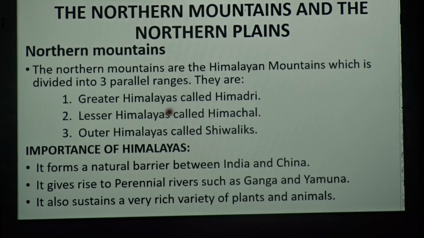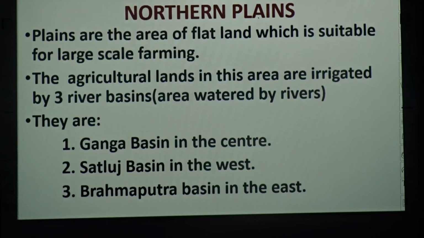So these are the 3 divisions, and the importance of the Himalayas is that it forms a natural barrier between India and China, and it gives rise to perennial rivers such as Ganga and Yamuna. Perennial, in the sense, we will get water throughout the year. It also sustains a very rich variety of plants and animals. So next, let us move on to the northern plains.